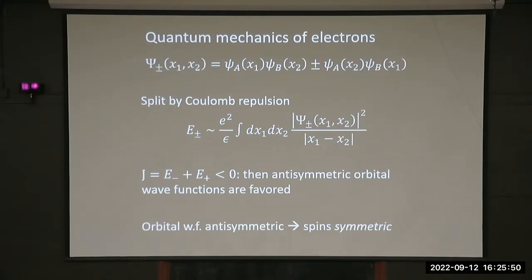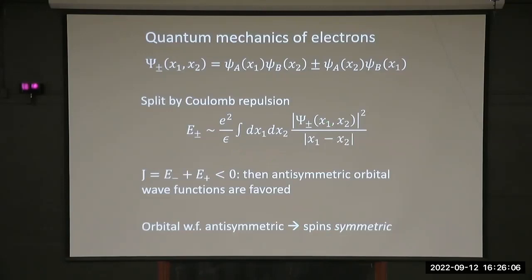Now, if these are electrons, they have Fermi statistics. That means the overall wave function has to be antisymmetric, which means that the spin wave function has to be symmetric. And that's basically the nature of exchange. That's the origin of ferromagnetism: this energy splitting that comes from Coulomb repulsion combined with Fermi statistics.